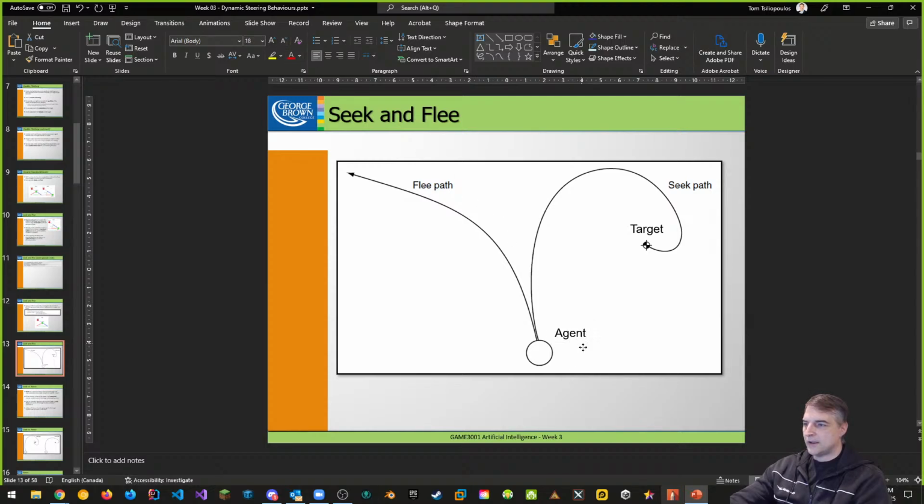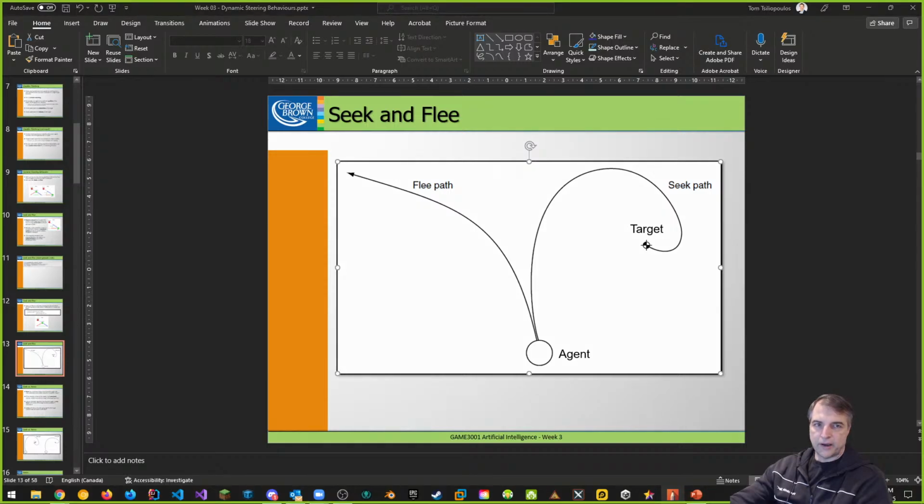And you can see that our agent starts off here. If I'm seeking the target, then a dynamic seek will look kind of like this. So I'm seeking this way. Why? Because I'm going to slowly change my direction. A kinematic seek, in contrast, would look very different. It would look more like a line that goes this way. So that's a kinematic seek, where a dynamic seek would turn slowly.